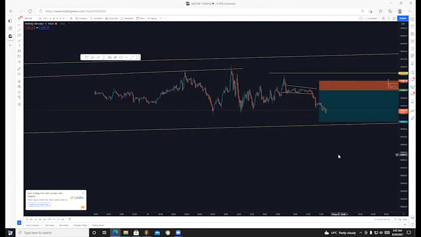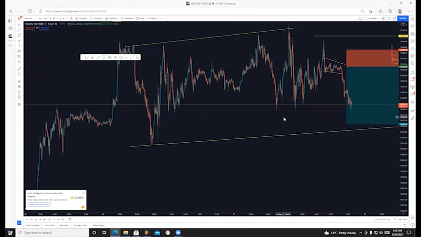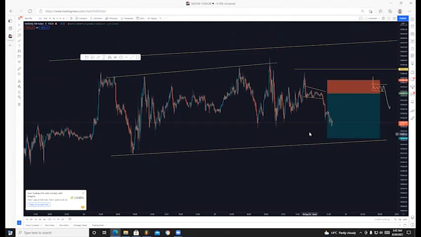You see on the M5, guys, it's still giving us a continuation. I guess you see where we're going. We're gonna come to this level. Once I reach this level, I'm done, guys. So this was our setup on Nasdaq.